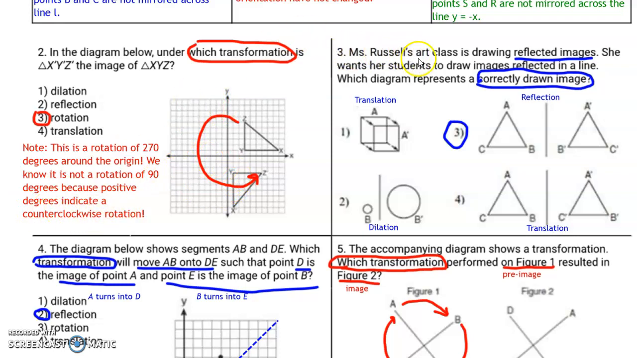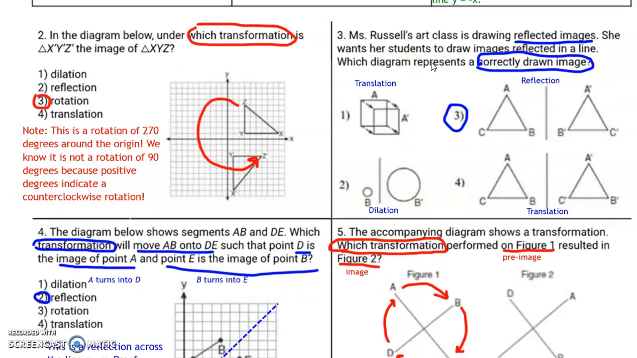For number 3, Miss Russell, one of my favorite colleagues of all time, is drawing reflected images. A correct reflection here is choice 3. We know that A goes to A prime. C is farther away from this line of reflection, which means it maps onto C prime, which is farther away from the line of reflection as well. It's not 4. That's a translation. We slid it. C goes to C prime. B goes to B prime. Nothing's changed here.